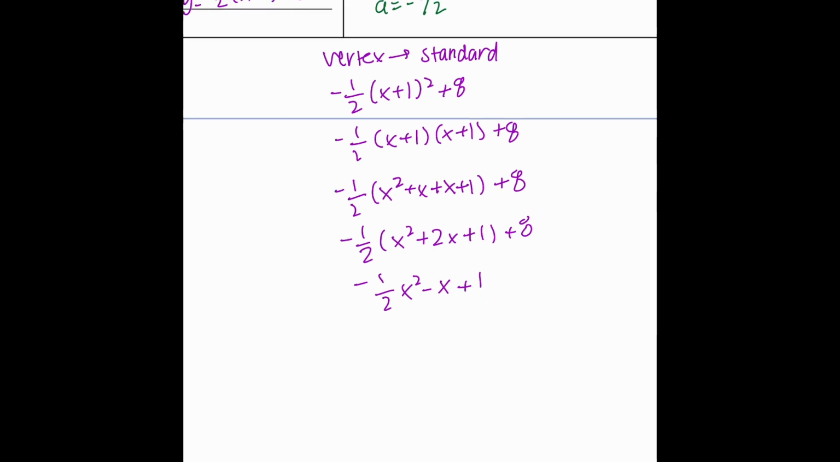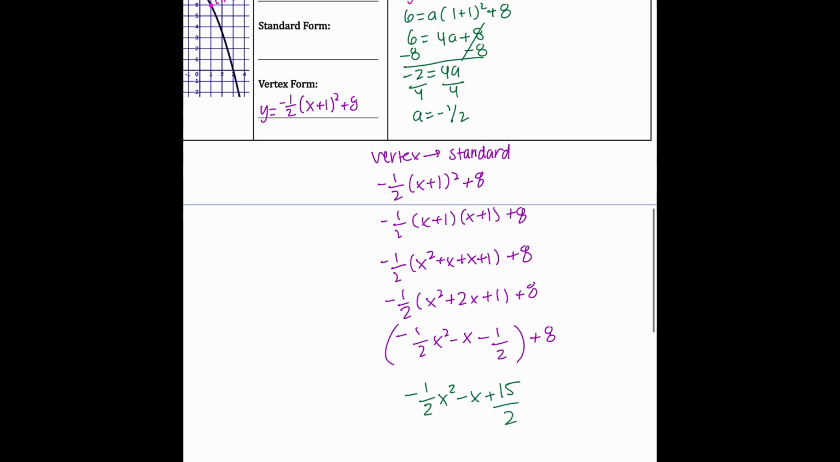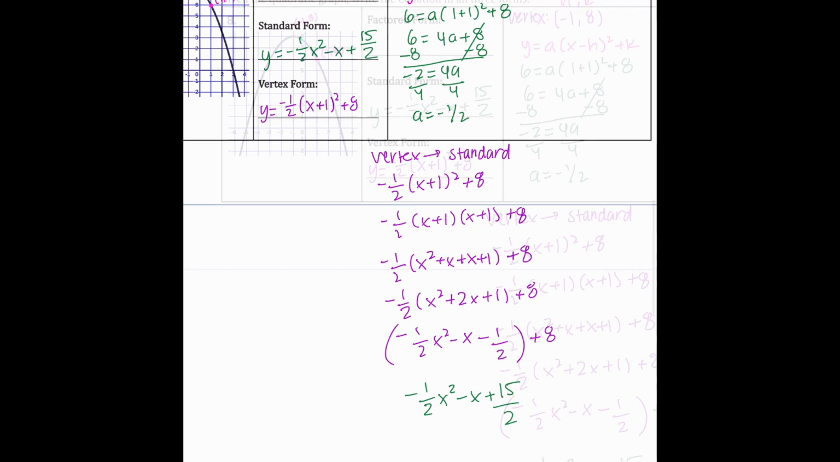I don't want to skip a step, so let me go backwards. I get a negative 1 over 2 when I simplify. I still have that plus 8 outside, so now I need to combine like terms, and these are my like terms, so that's where I get that 15 over 2. And that is my standard form. So my standard form is y is equal to negative a half x squared minus x plus 15 over 2.